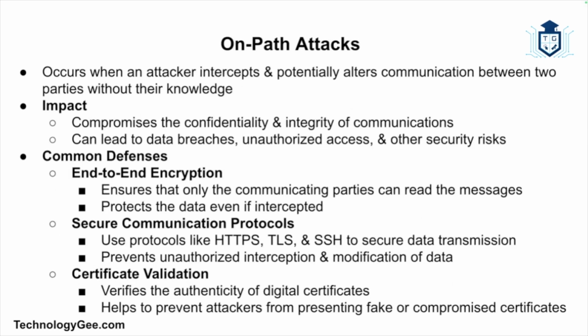All right, next we have what is called an on-path attack. So an on-path attack occurs when an attacker intercepts and possibly alters communication between two parties without their knowledge, and implementing end-to-end encryption, employing secure communication protocols, and validating certificates are common defenses against an on-path attack.